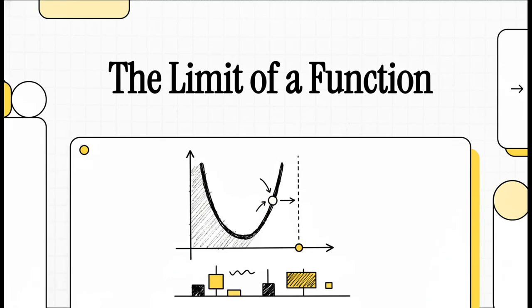What if you could find the exact speed of a falling apple at a single perfect instant in time? I mean, it sounds kind of impossible, right? Well, the tool that makes it possible is one of the most foundational ideas in all of calculus, the limit of a function. And in this explainer, we're going to demystify it.